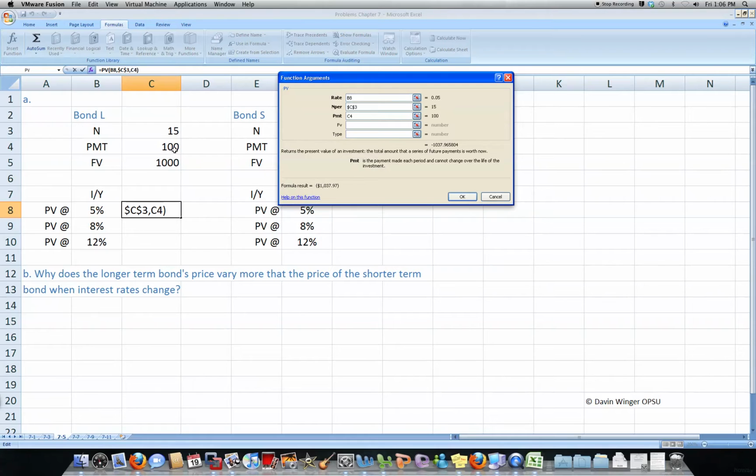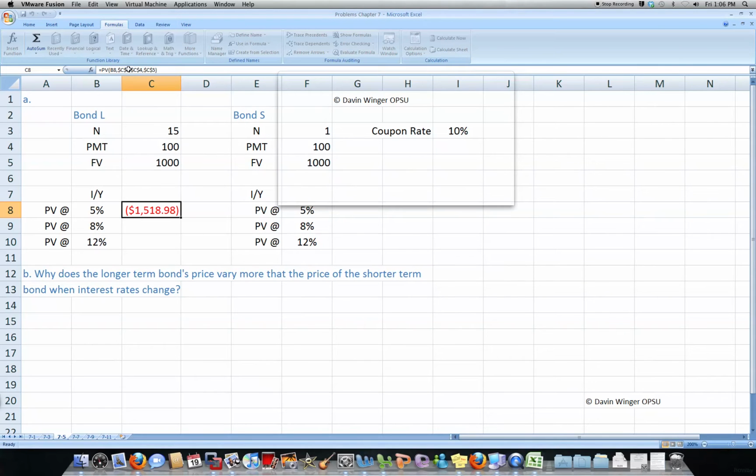Our payment is 100, and let's push F4 on that, lock that, and our future value is 1,000, and let's lock that. And we'll say OK, and let's get our negative sign out of there, make it positive. So there's our present value. Now since we have the formula, we can just drag it down, and for both, and fills both of them in there.